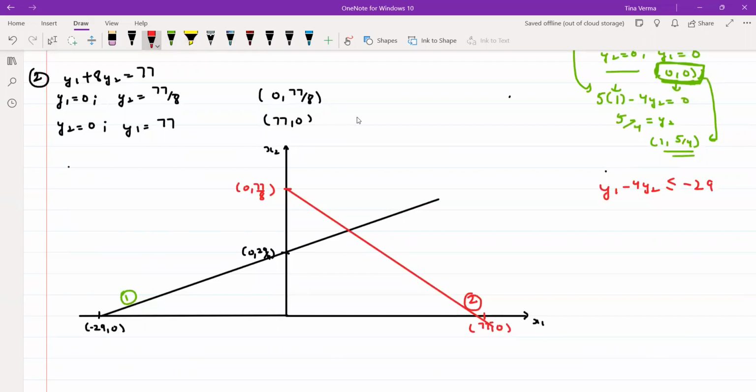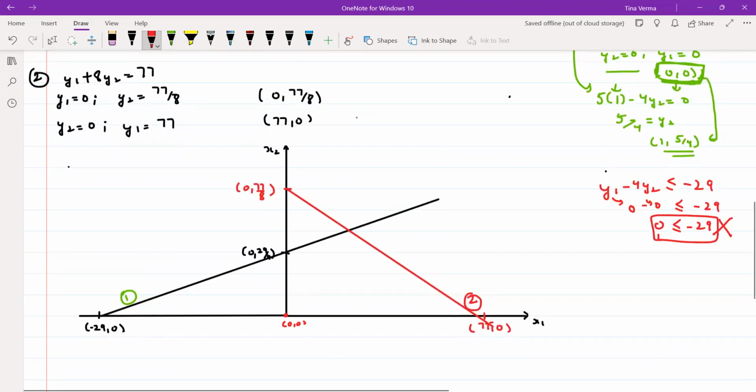The best way is that you can check at one point, the origin point here, right? So you can substitute y1 as 0, y2 as 0. So that will be 0 minus 0 less than or equal to minus 29, that is, 0 is less than or equal to minus 29, no. So this constraint is not satisfied for 0. That means this line 1 will go away from the origin. It will not come near the origin if your constraint is not being satisfied, right?